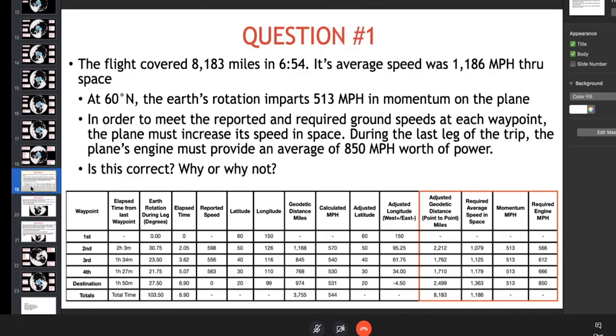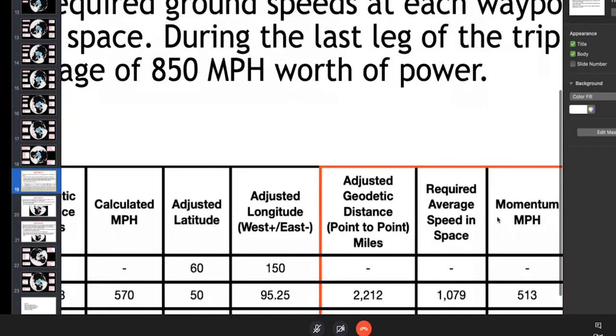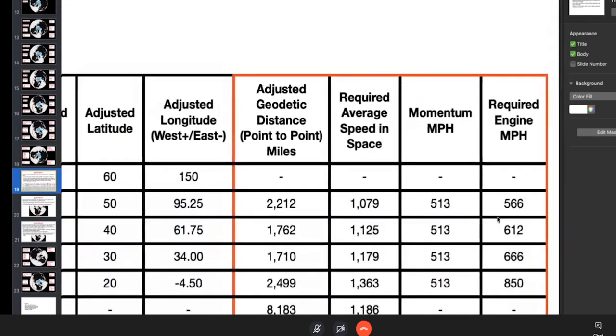In order to meet the reported and required ground speeds at each waypoint, the plane must increase its speed in space. During the last leg of the trip, the plane's engine must provide an average of 850 miles per hour worth of power in order to accelerate to the 1,363 miles an hour that they had on their last leg of the trip. Is this correct? Why or why not? And I'll just point at what I'm talking about here.